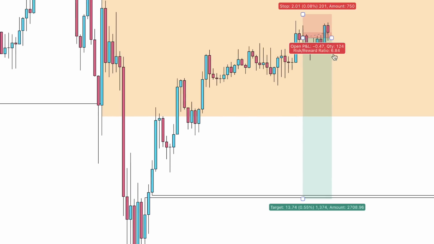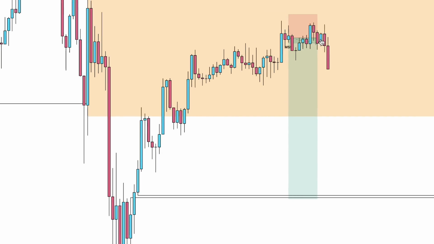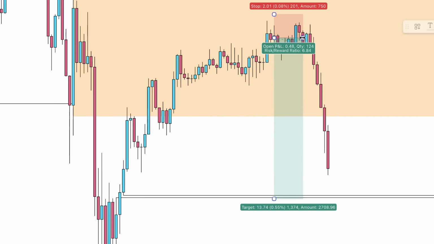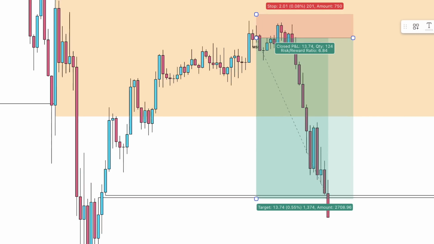So after the shifting structure, I always wait for a shifting market structure, guys, before I take my trades. So this was what happened. You can literally see it. Gave me some money. All right.